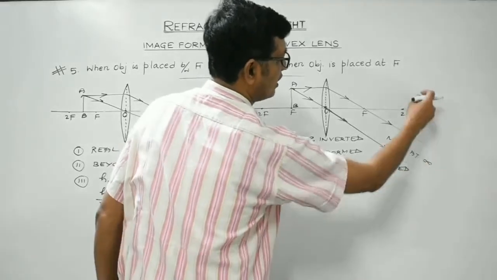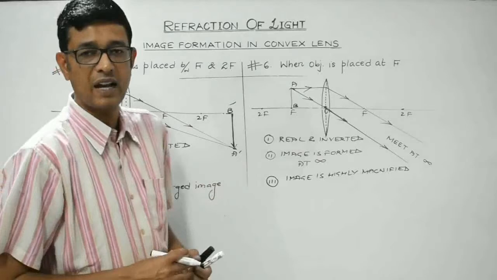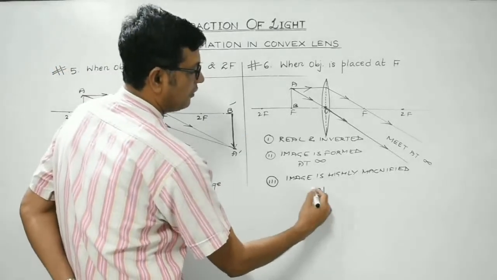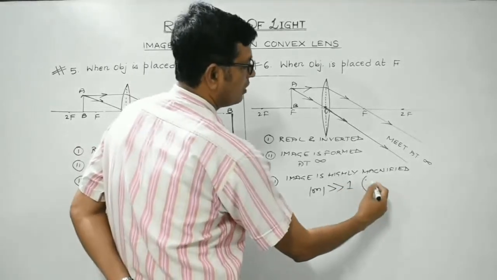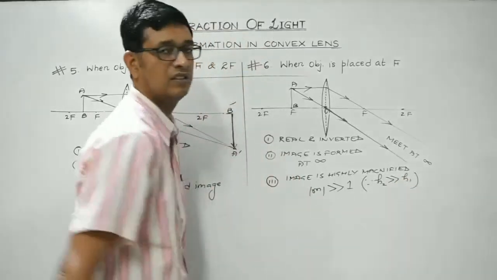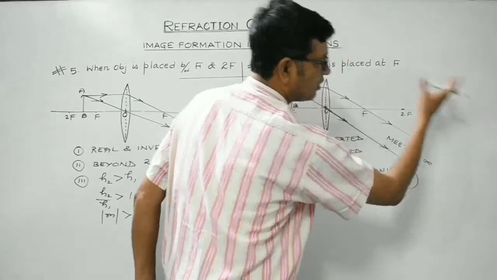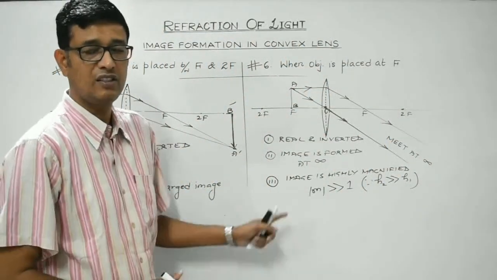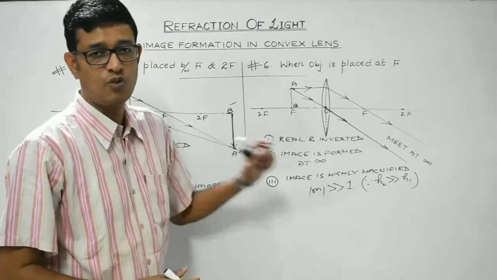What I mean to say is that H2 is very, very large compared to H1. Therefore, linear magnification will be very, very large as compared to 1, because H2 is very, very large as compared to H1. The size of the image which is formed over here is very, very large as compared to the size of the object. So, that is the reason why linear magnification is very, very large as compared to 1.